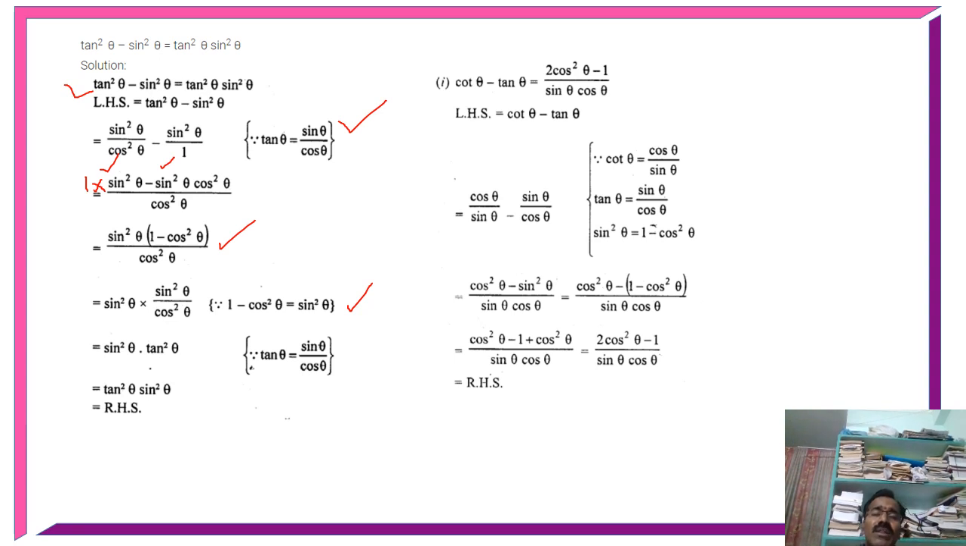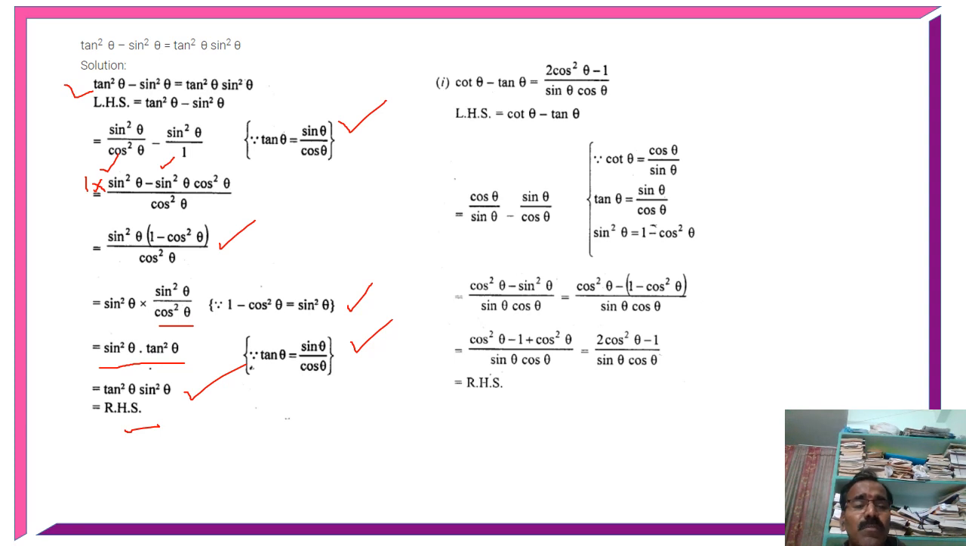So we can write 1 minus cos square theta, from the first identity, as sin square theta. So sin square theta into sin square theta by cos square theta. What is sin square theta by cos square theta? We know sin theta by cos theta is tan theta. Square is there, so tan square theta. So we have sin square theta into tan square theta. In multiplication, if we change the order, there is no change in value. So tan square theta into sin square theta, RHS. So we took LHS, we proved RHS.